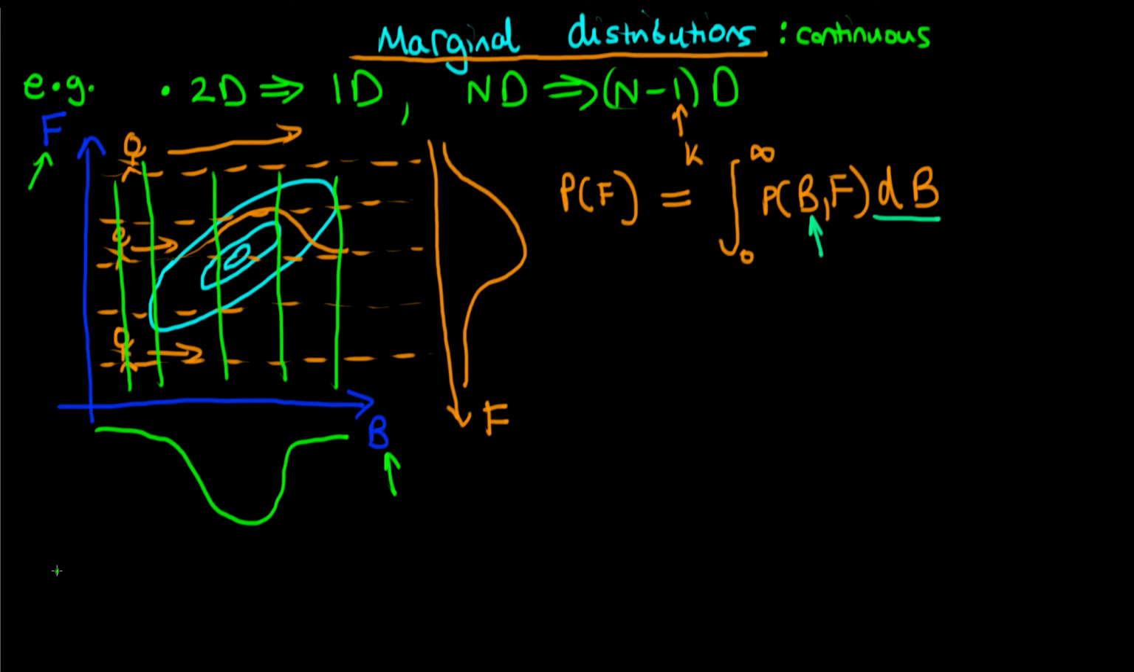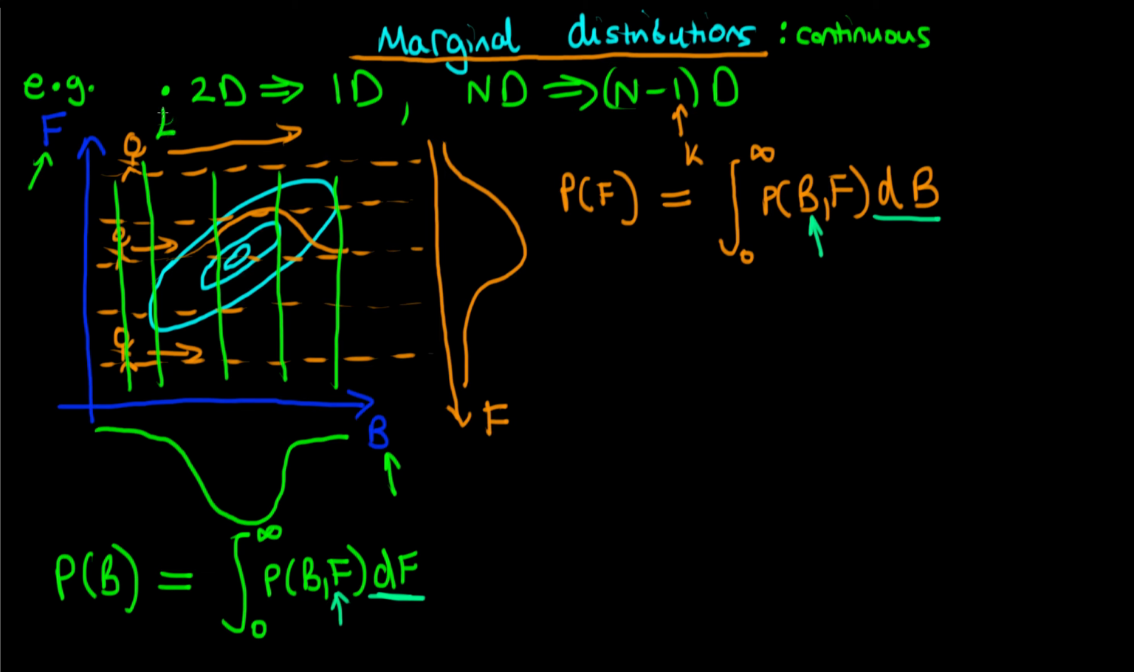Similarly, to work out the marginal distribution of the amount of beer which someone drinks in a given week, all we do is integrate our joint distribution of beer and body fat, but now with respect to an individual's body fat. And again, we note that because we're not interested in body fat, we're integrating with respect to that particular variable.